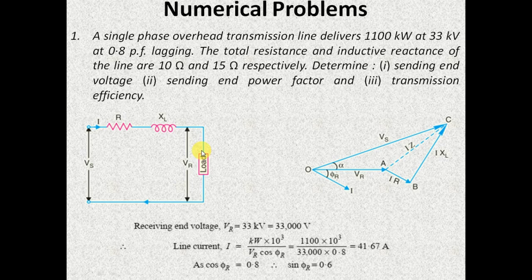Whenever such problems are asked, you are supposed to draw the equivalent circuit diagram and the vector diagram associated with this. So it's very clear that you must know this vector diagram, then only you will be able to solve the problems associated with this. So just like what I have mentioned before, first we will be finding the value of line current. Line current can be easily found out from the standard relation of power, that is VR I cos phi R. So we got the value of line current. Cos phi R value is given, so from there we can easily obtain the value of sin phi R.